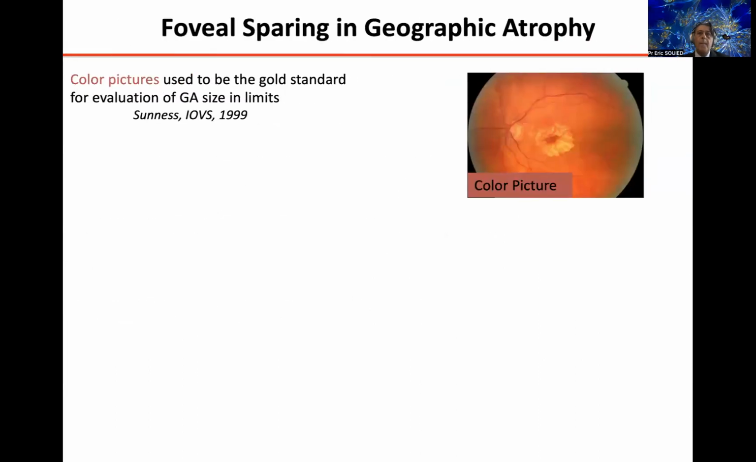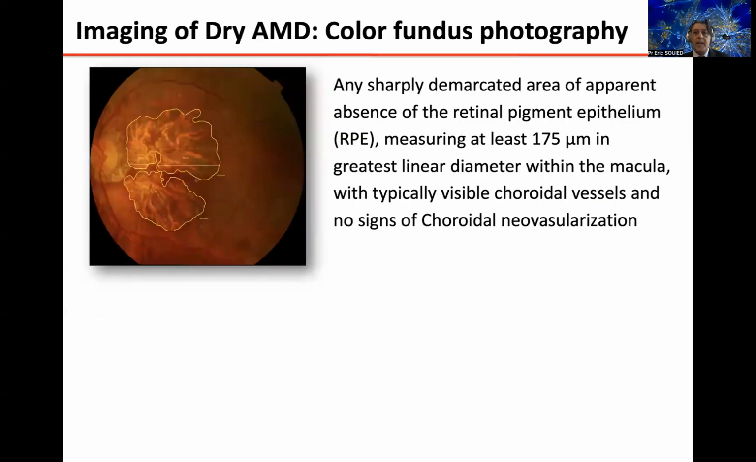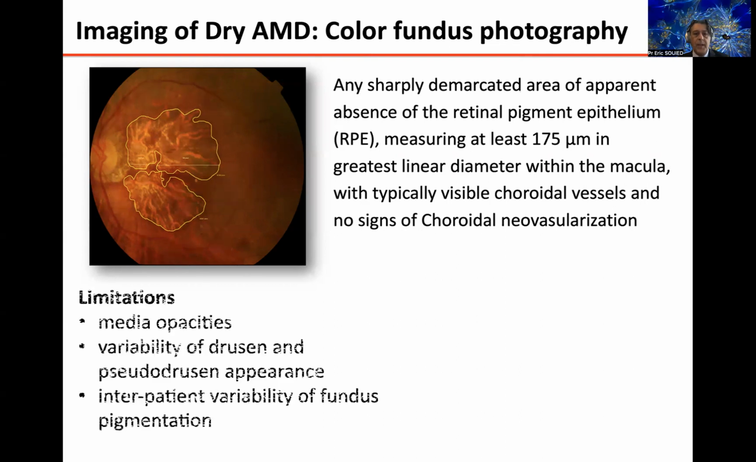Historically, this was the main or the only way to image GA, and it was for years and years the gold standard imaging for evaluation of GA, the size and the limits of GA, but also for the progression of GA. Any demarcated area of absence of RPE measuring at least 175 microns in the greatest linear diameter within the macula, with typically visible choroidal vessels and no sign of choroidal neovascularization, is considered as an area of GA.